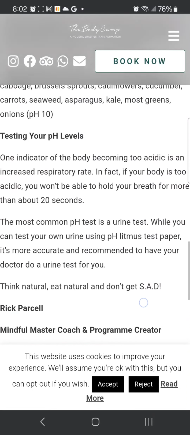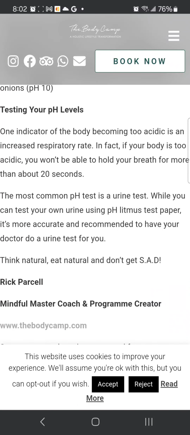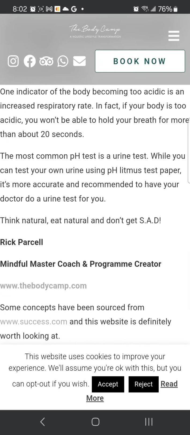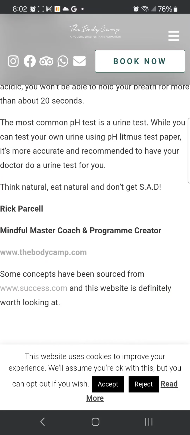So one indicator of the body becoming too acidic is an increase in respiratory rate. In fact, if your body is too acidic, you won't be able to hold your breath for more than 20 seconds. Try it. The most common pH test is a urine test. While you can test your own urine using pH litmus test paper, it's more accurate and recommended if you have a doctor do a urine test for you.